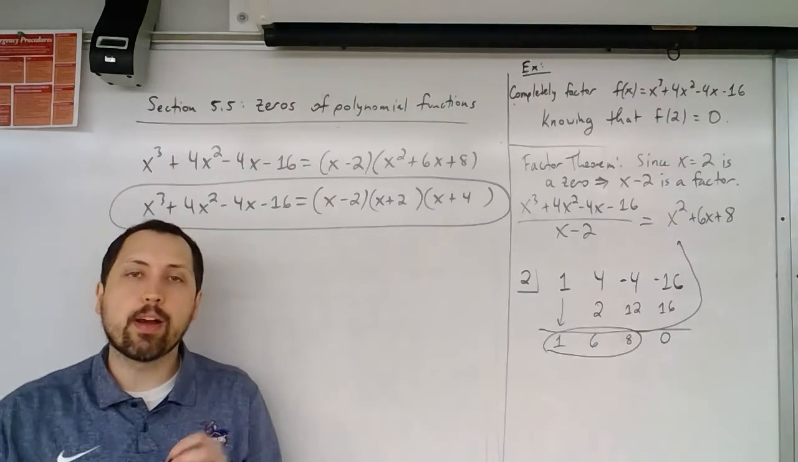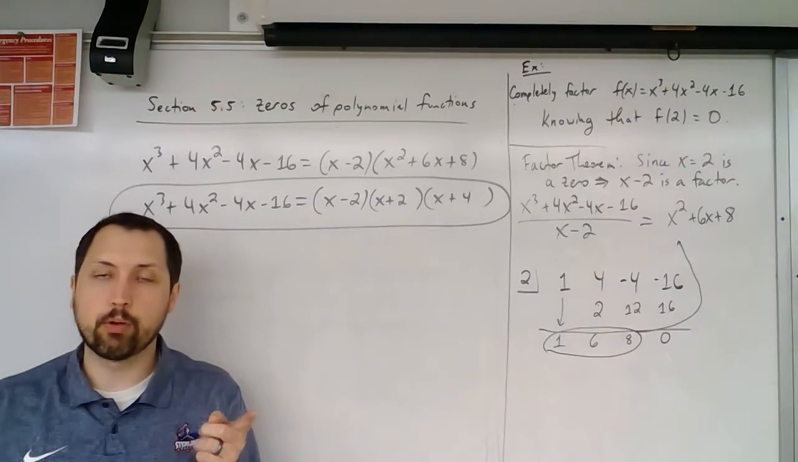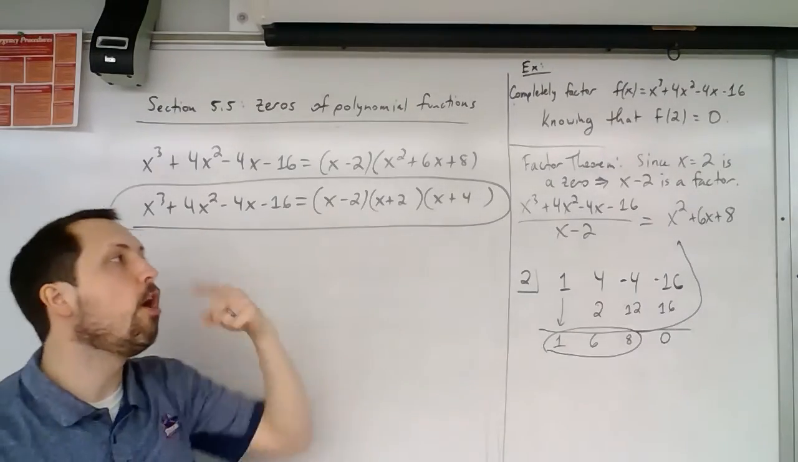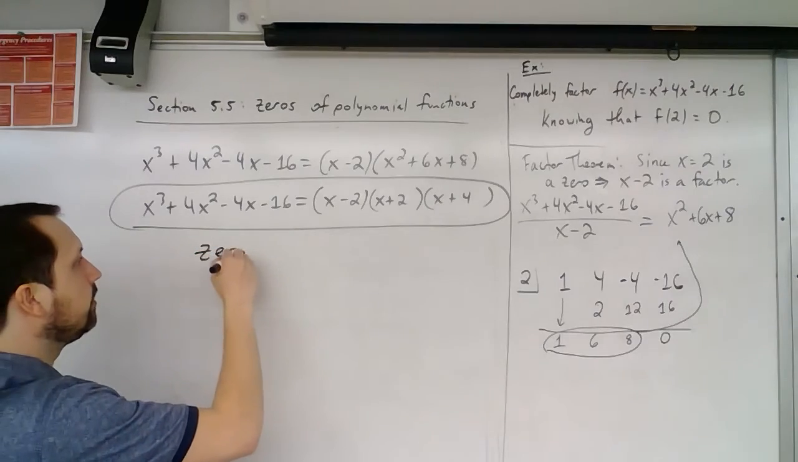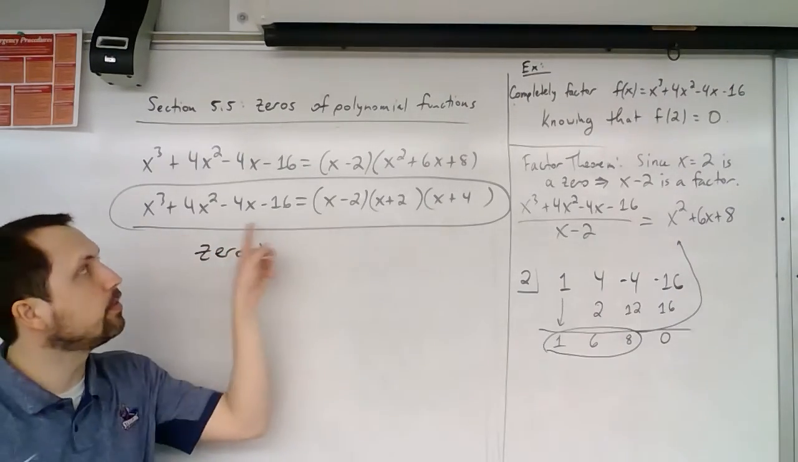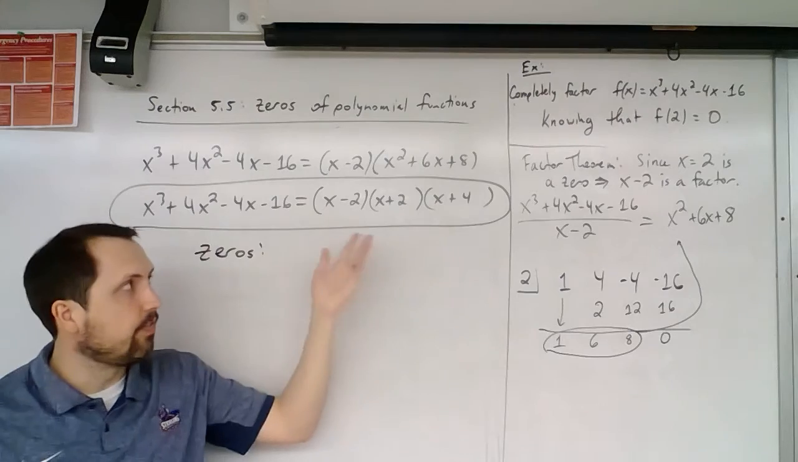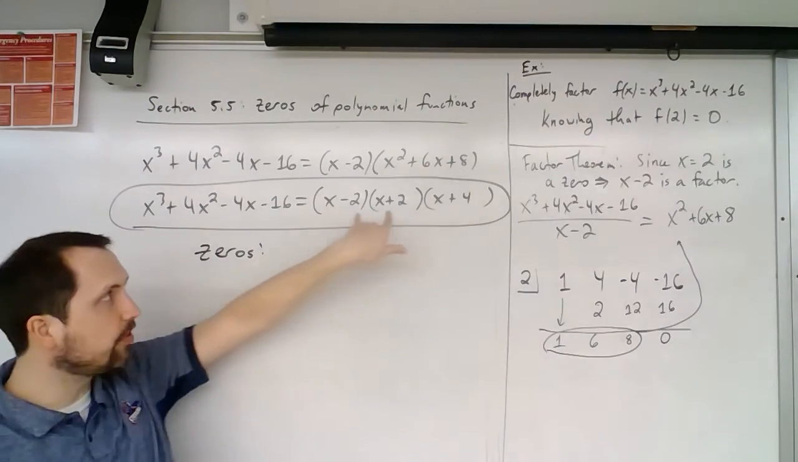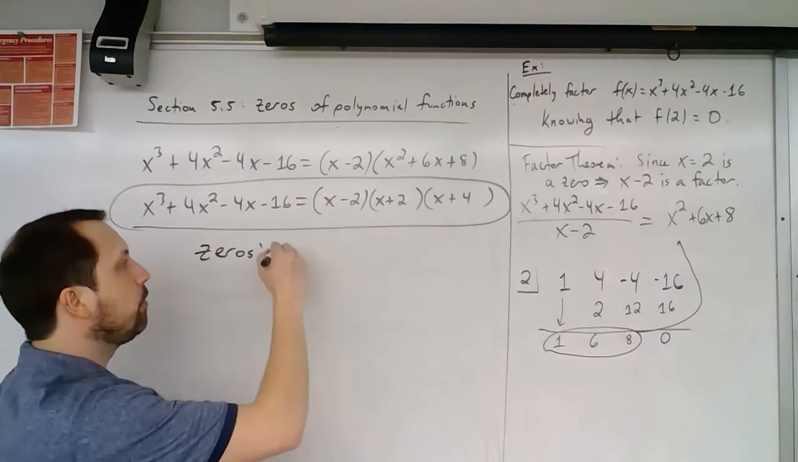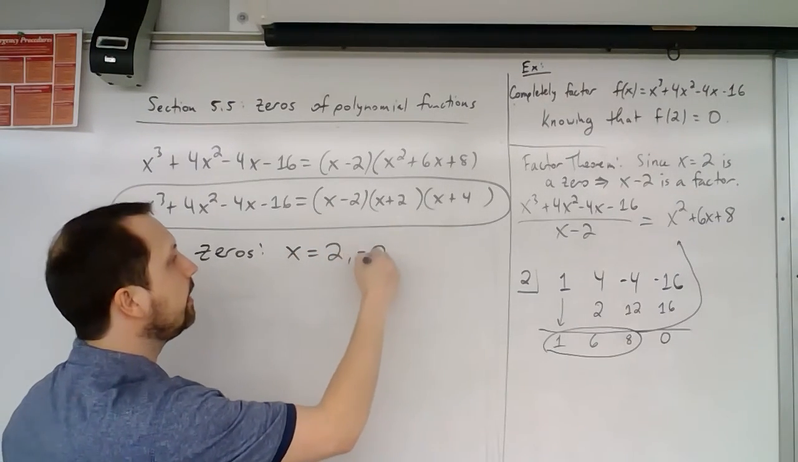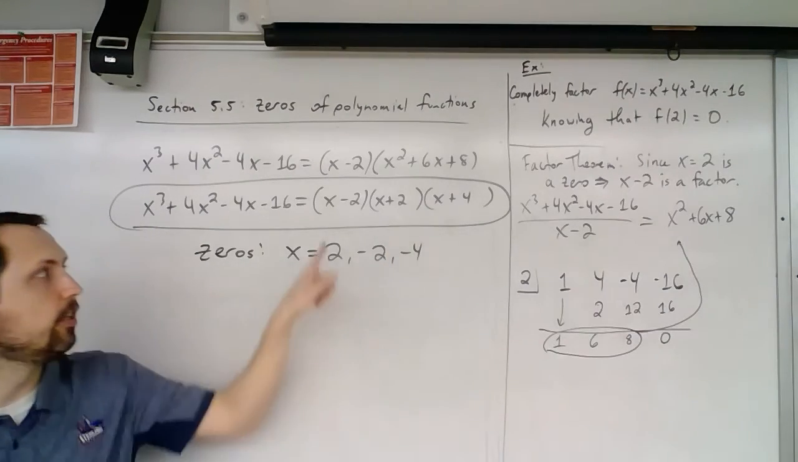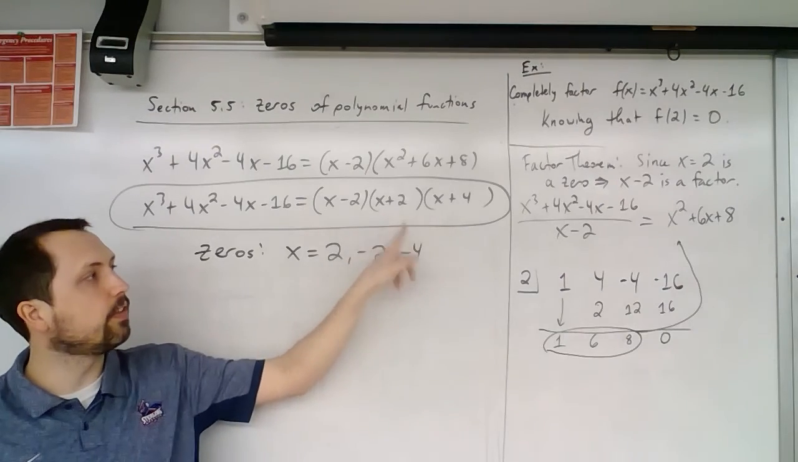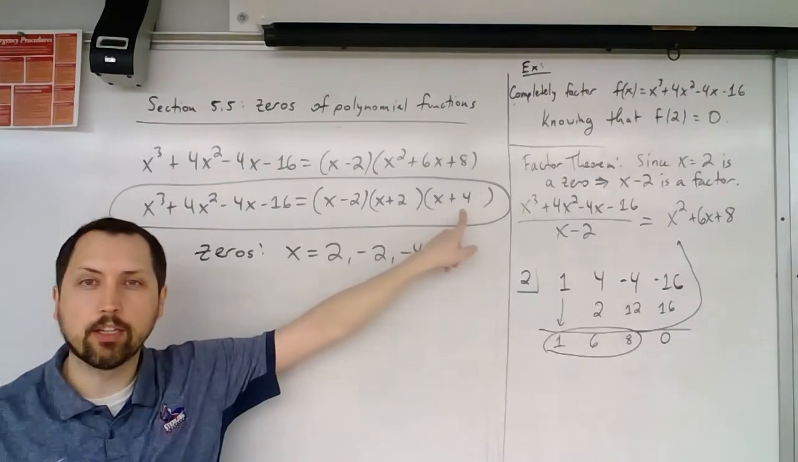Now, if instead we were asked, what are all of the zeros of this polynomial? Right? We could fully factor this, and this is our fully factored form. All of the zeros, remember, these are the x values that make this equal to 0. So if this is fully factored, we could set each of these equal to 0. And so we would have the zeros would be 2, -2, and -4. So x equals 2 is a 0 because of this, x equals -2 is a 0 because of this, x equals -4 is a 0 because of this.